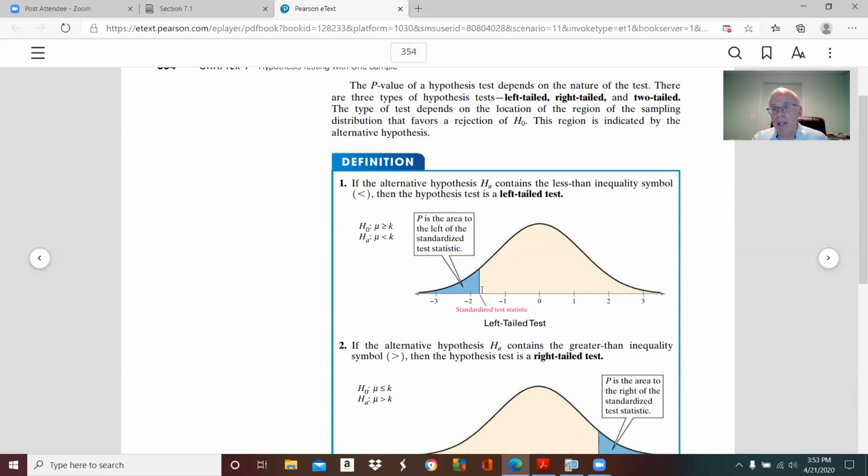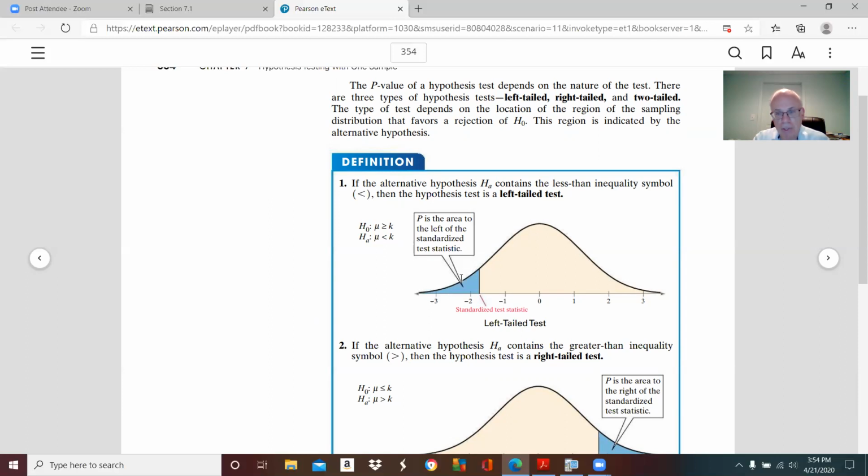And what we're going to do is find, in this case, the area to the left of that test statistic. And that is called the p-value, the probability value. It's the probability of getting this test statistic or something more extreme. What do we mean by more extreme? Further away from the mean of 0. So if we get a test statistic, we plot it, and anything more extreme than that in the left tail test would be in the left direction here.